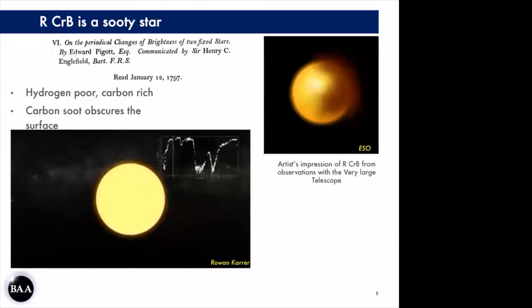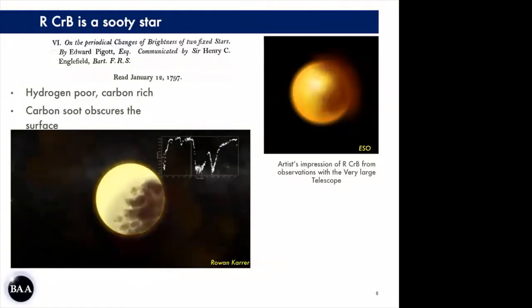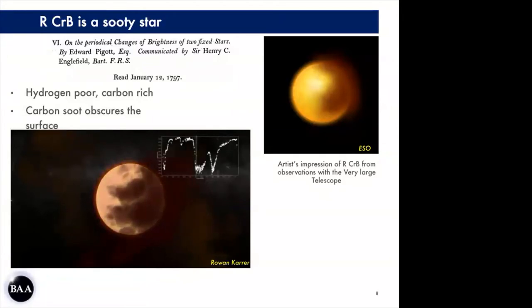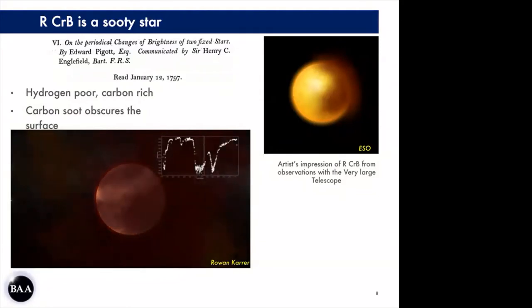Now, R Corona Borealis has been a favourite amongst observers since its discovery over 200 years ago. It was discovered by a gentleman called Edward Pigott. He was observing from Bath at the time, and I need to point out that it was the city of Bath. He wasn't actually in the bath. I understand that's not a particularly good way of observing variable stars. And he reported it to the Royal Society in 1797. So what do we know about R Corona Borealis?